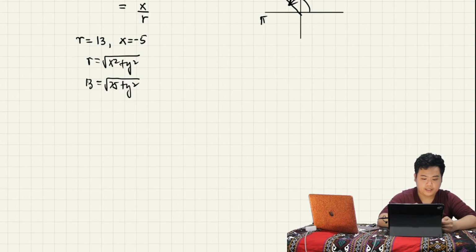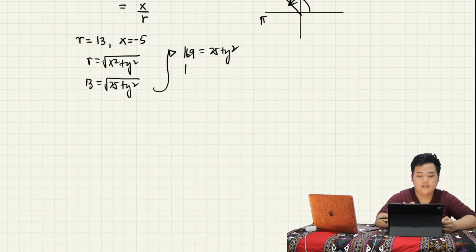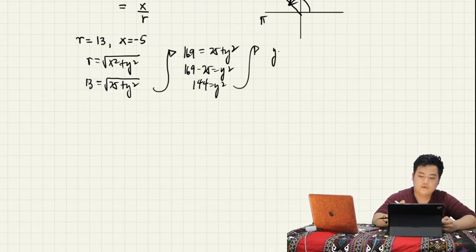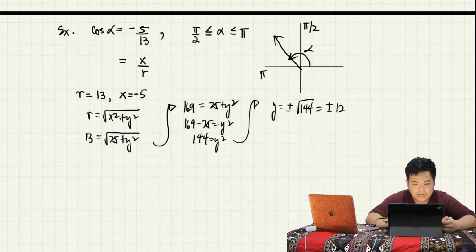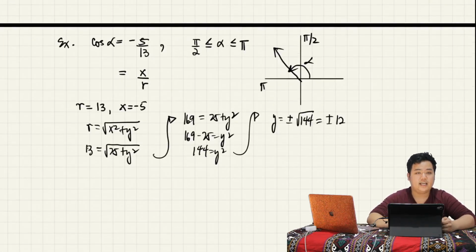Compute natin si y. Ano makukuha natin? Square both sides of this. You get 169 equal to 25 plus y squared. Lipat si 25. So, 144 is y square. So, ang y, plus minus square root of 144. Plus minus 12. So, kailangan mong mamili ng isa lang dyan. It's either y is 12 or y is negative 12.